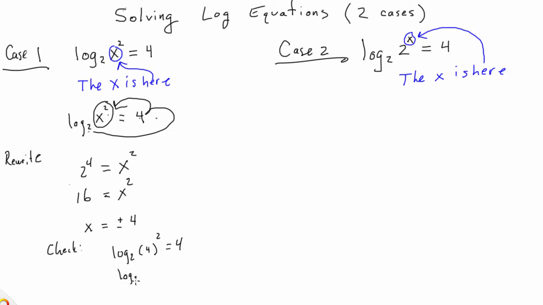So we would have log base 2 of 16 is equal to 4. And this is in fact true, because 2 to the 4th is 16. That means the 4 will work. And also, again, by just kind of plugging in that negative 4, we can show that that one works as well. So both of those work. All right, now notice in this one, the x is up in the exponent of this argument of the log here. So we're going to definitely solve this one a little differently.